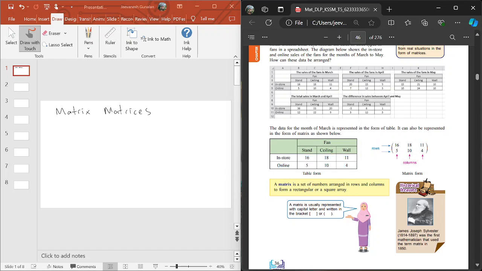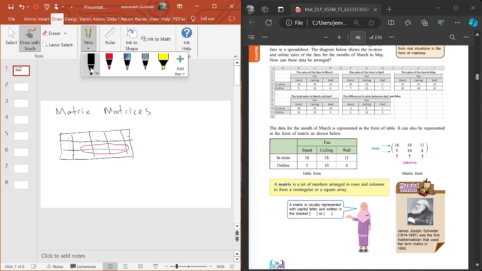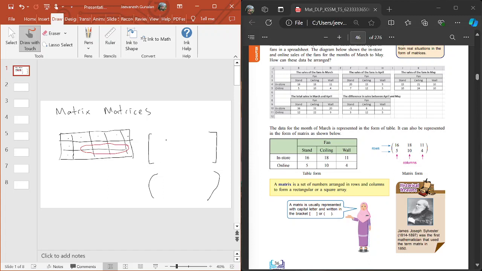So the matrix consists of rows and columns, just like how a table looks. Let's say all of these contain some category, and all of these contain some category too, and these are the data. The matrix, which can be written with a square bracket or also a normal bracket, will only store the data, not the category. Just like how the table has rows and columns, you do the same thing inside the matrix.